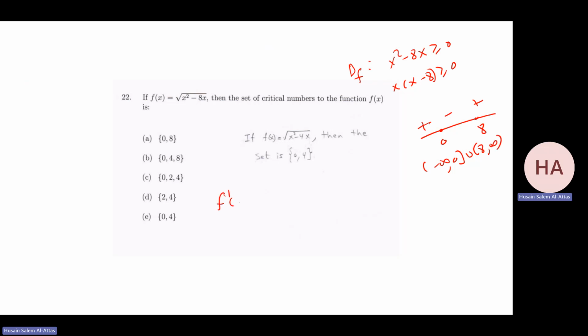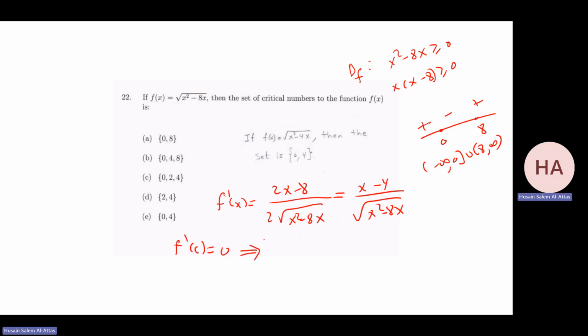Okay, f prime of x. That will be over 2 root x squared minus 8x. I have 2x minus 8. That will be x minus 4 over this. F prime at c equals 0. That implies c equals 4. Be careful. This does not belong to the domain of f.